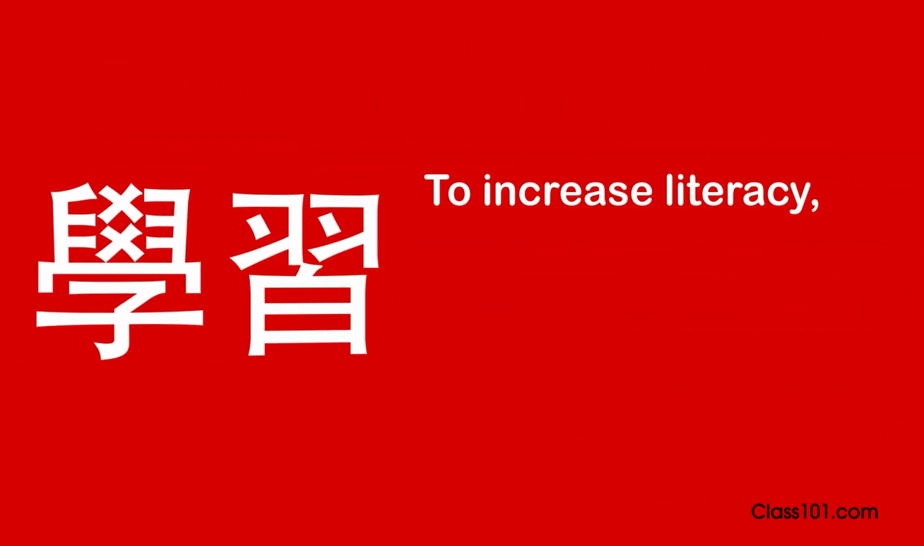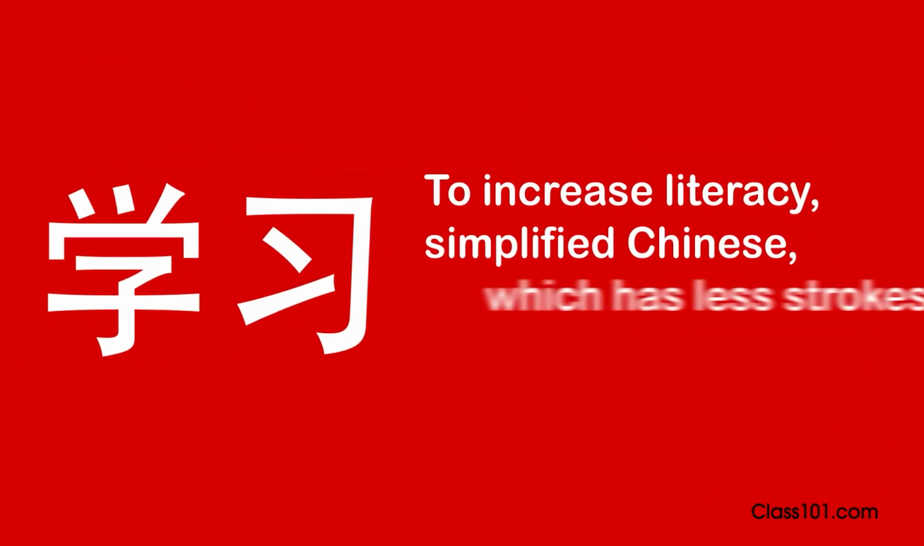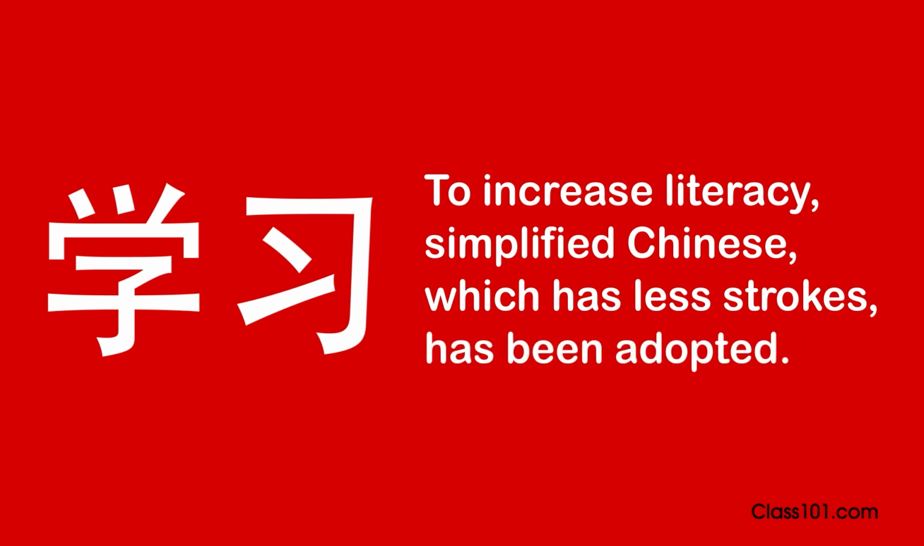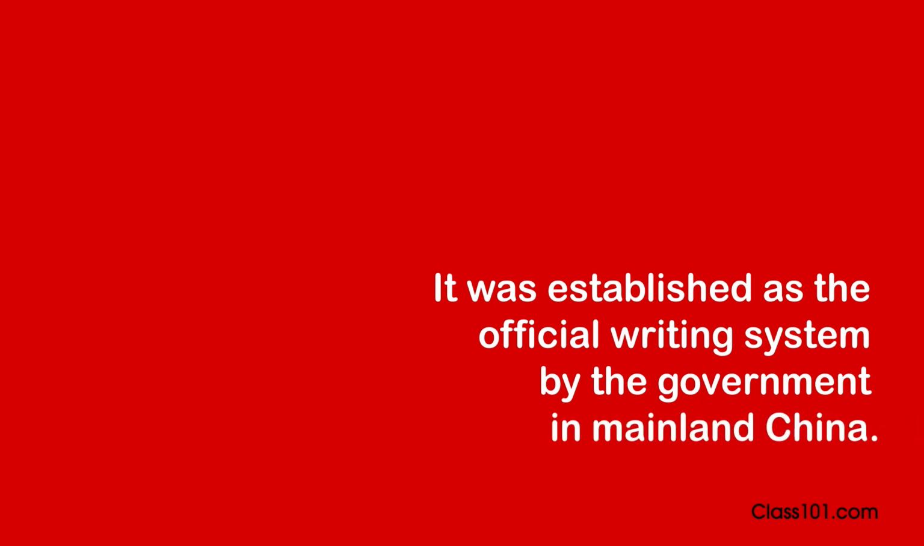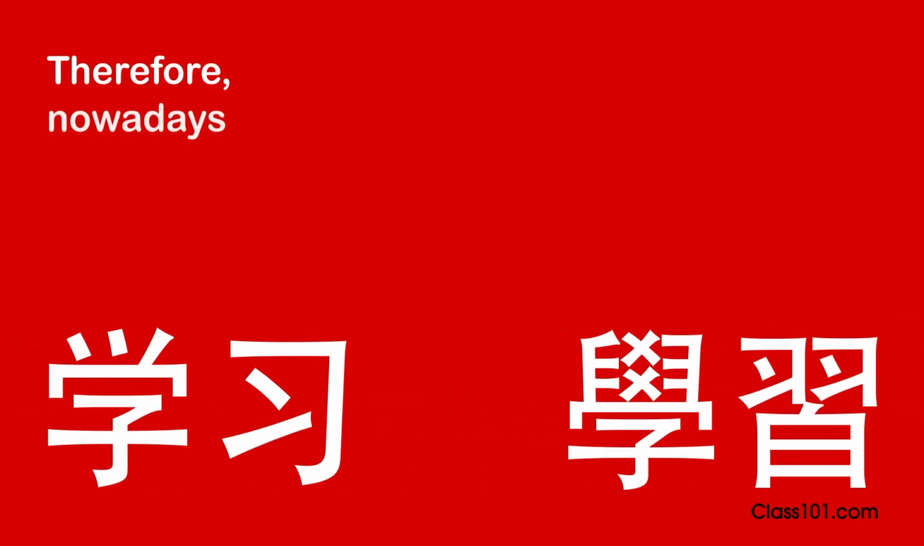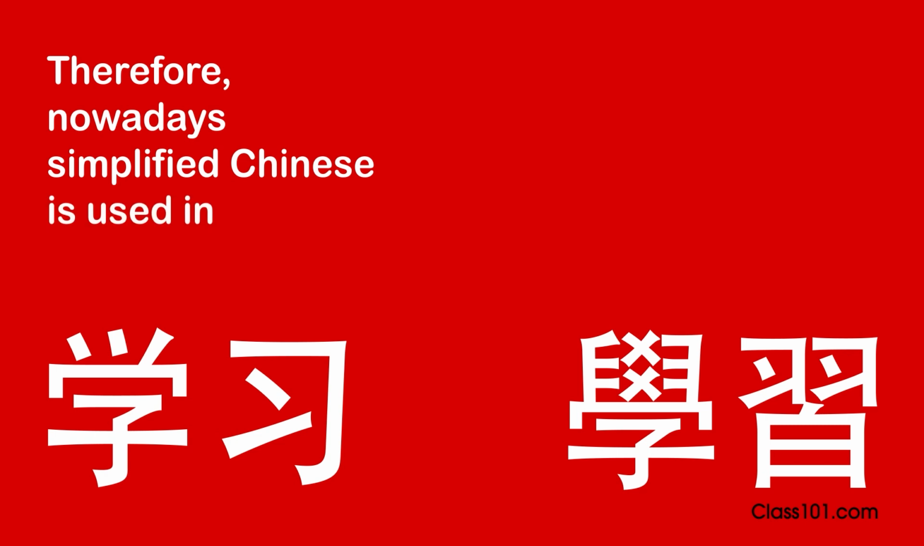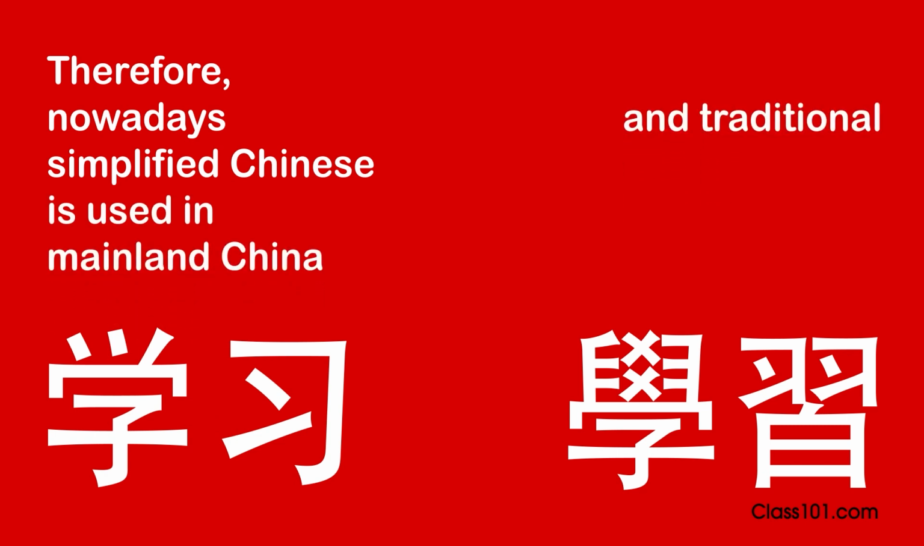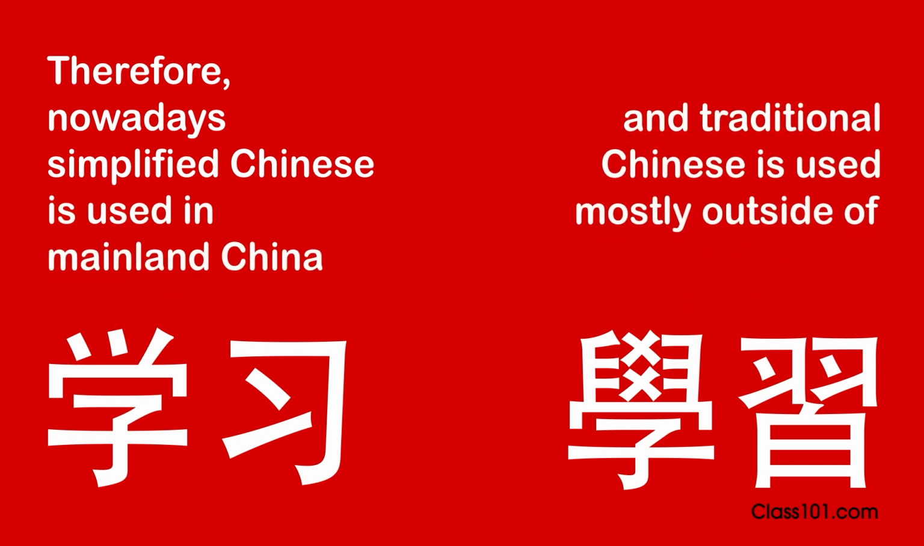To increase literacy, simplified Chinese, which has fewer strokes, has been adopted. It was established as the official writing system by the government in mainland China. Therefore, nowadays, simplified Chinese is used in mainland China and traditional Chinese is used mostly outside mainland China.